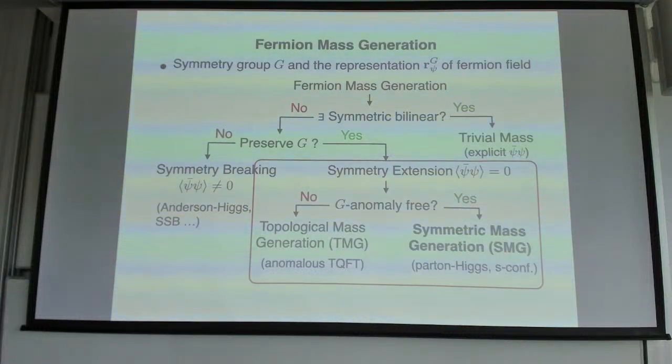However, if the answer to the second question is yes, that means you want to preserve the symmetry. That is the non-trivial thing. Then you have to think about how to do it. That basically falls into this category called symmetry extension, where you try to extend the symmetry instead of breaking it, in order to avoid the obstruction to mass generation. And then this category further splits into two different classes, depending on whether the symmetry G is anomaly free. So if it's anomaly free, then it's symmetric mass generation.